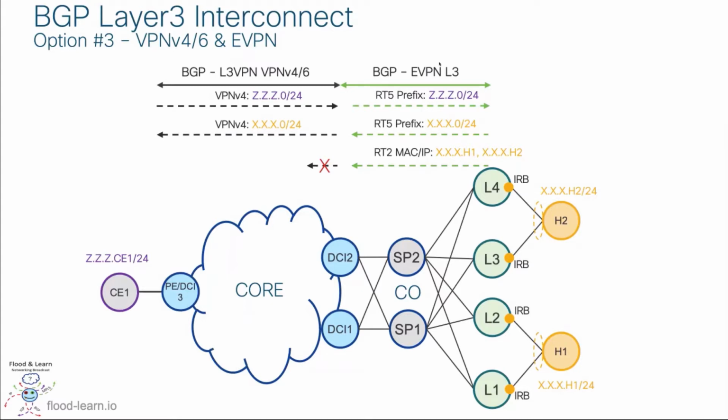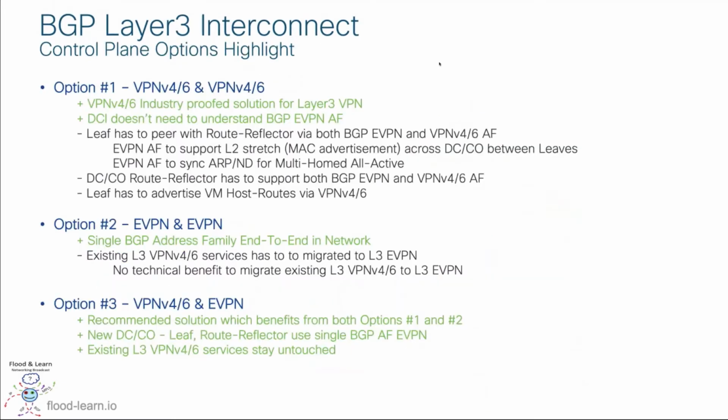And the last one, again, I'm receiving on the DCI the route type 2, and I'm not advertising this because I have just a summary route. I'm just installing this host route to the forwarding table. Let's right now compare these three options, because we discussed the first one where I have a VPN v4, VPN v6, and VPN v4 and VPN v6 interconnect.